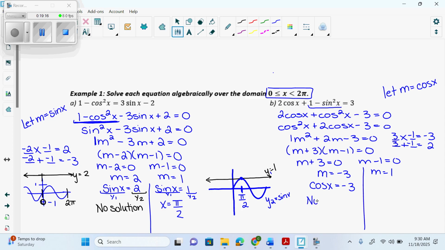No solution, because there actually is no solution that I can find. Remember, extraneous meant I got a solution, but it doesn't work. Correct? Extraneous and no solution are very different. No solution means I literally can't get one.